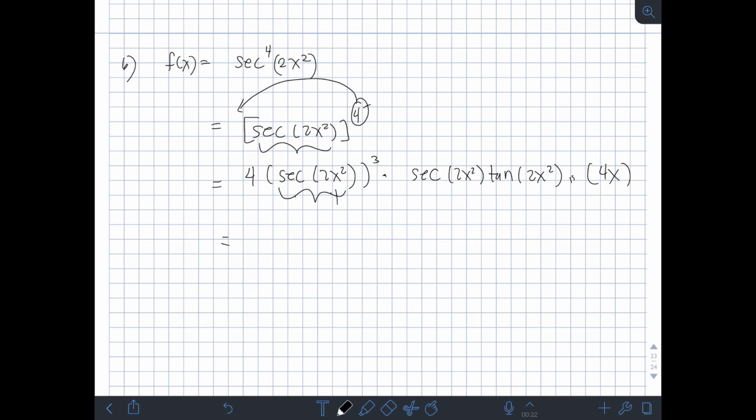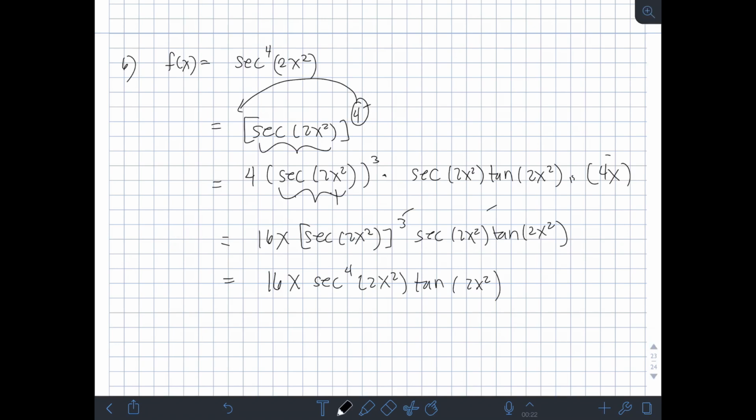So, simplify na lang natin. So, itong 4x saka 4, pagsamahin ko, so 16x, and then secant of 2x squared quantity cube multiplied sa secant of 2x squared tan of 2x squared. And then, pwede nyo i-combine yung exponent na to kasi same base sila na secant 2x squared, right? So, 16x secant to the fourth na 2x squared then tangent 2x squared. So, therefore, this is the final answer.